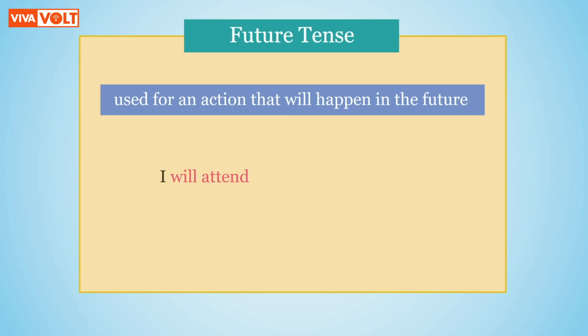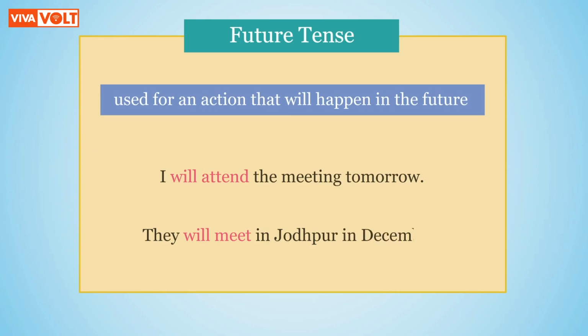I will attend the meeting tomorrow. They will meet in Jodhpur in December. In these sentences, the verbs will attend and will meet denote actions that will be done in the future.